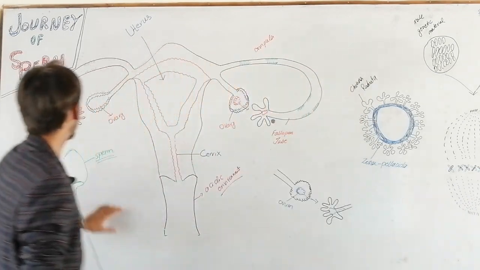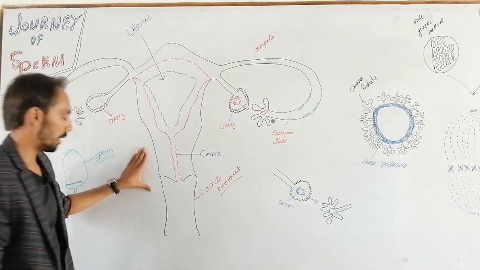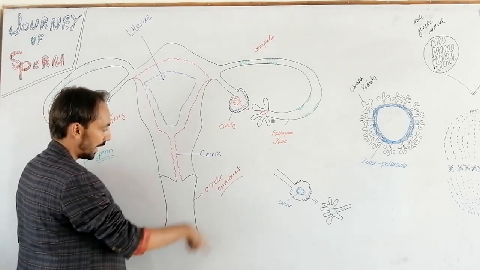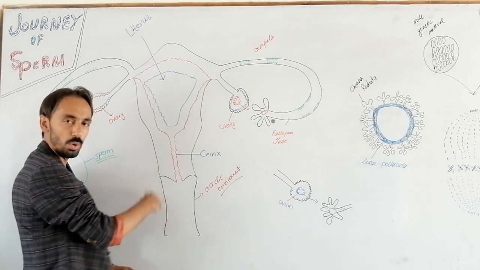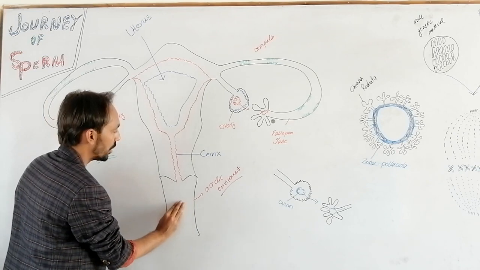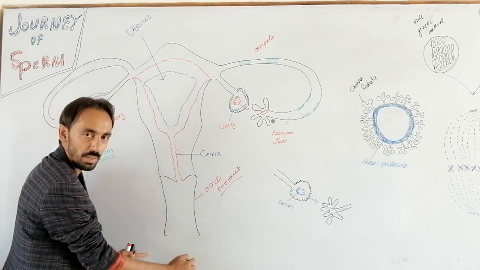Today our topic of discussion is the epic journey of the sperm. As you can see in the figure, this is the female reproductive system, right? And this is the anterior most part of the female reproductive system, which is called the vagina. After the vagina, here are the labia minora and the labia majora.